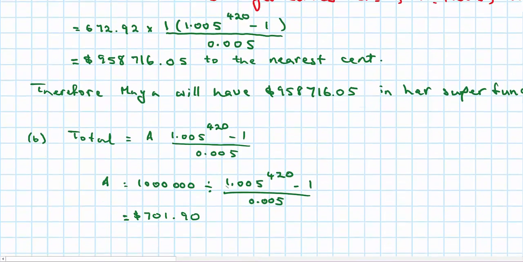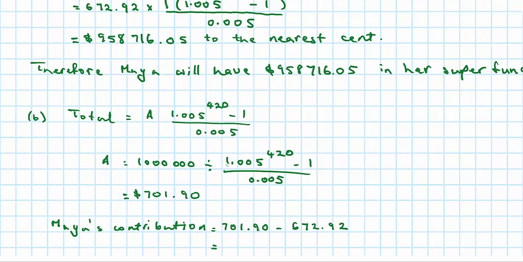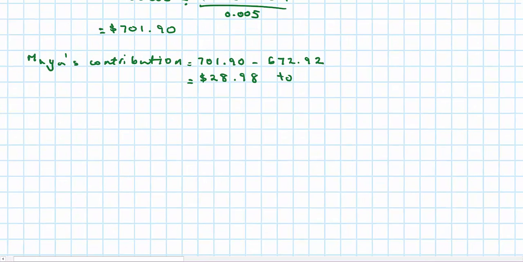Since her employer is paying 672, Maya's contribution is given by $701.90 minus $672.92, which is $28.98 to the nearest cent.